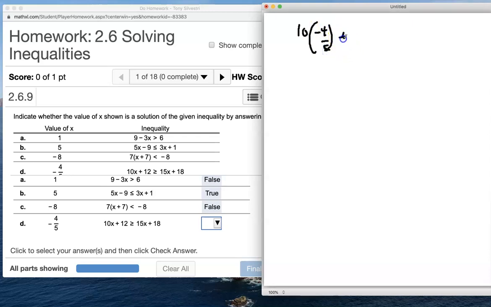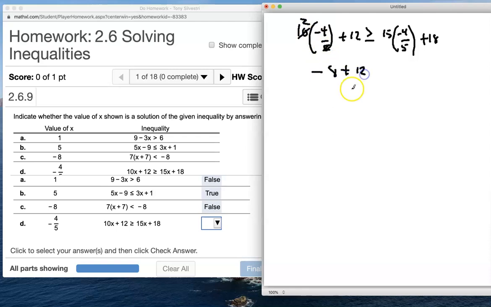Okay, plus 12 is supposed to be greater than or equal to 15 times negative 4/5 plus 18. All right. Got to do the multiplications first, of course. So the best way to do that is 5 divides into 10 2 times. And 2 times minus 4 is negative 8 plus 12.